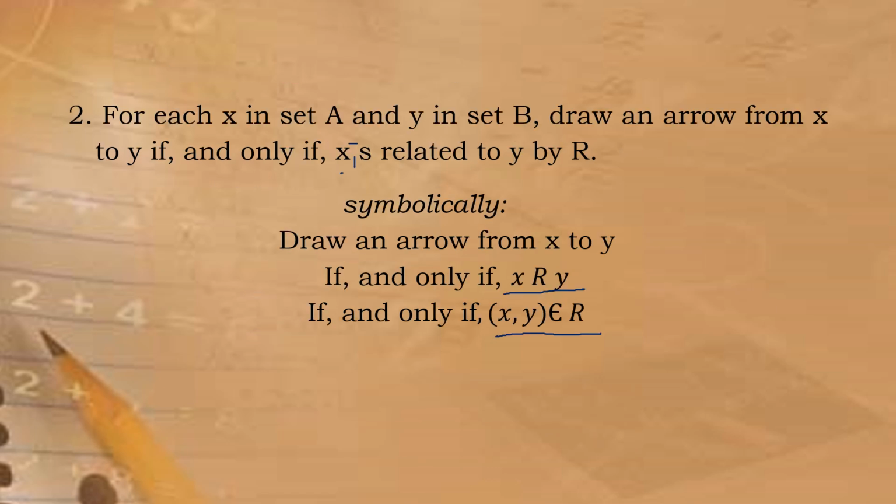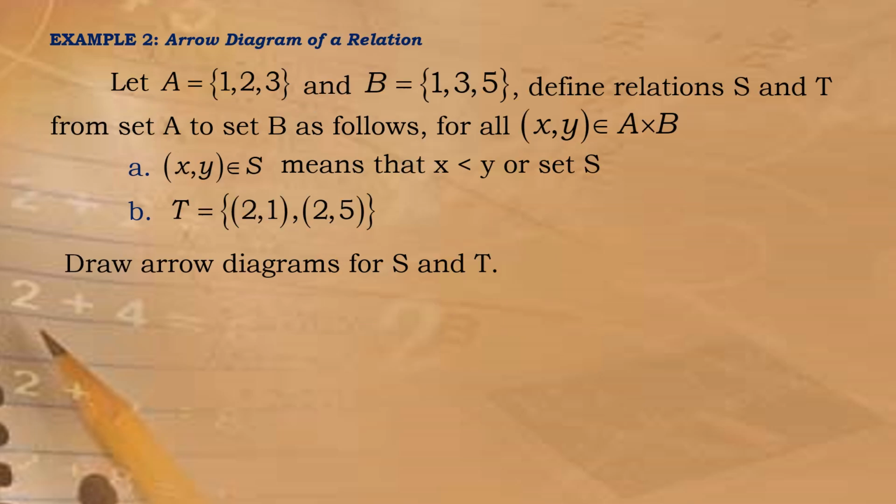For each x in set A and y in set B, draw an arrow from x to y if and only if, of course, there will be the condition that x is related to y by the relation. Symbolically, x R y, or the ordered pair (x, y) is an element of the relation. Okay? Let's have this example.